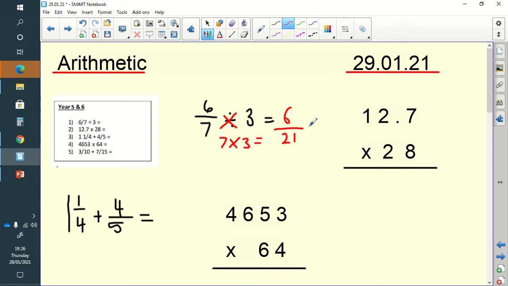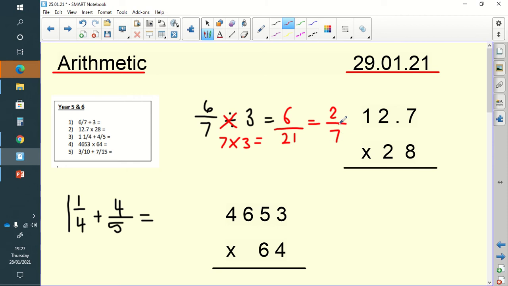Now the question is, can I simplify? Is there a number that divides equally into 6 and 21? Well done everybody who's thinking 3. So 3 divides into 6 twice. And 3 divides into 21 7 times. I can't speak, can I, Year 6? Goodness me, let me try that again. 3 divides into 21 7 times equally. There we are, that's better, isn't it?